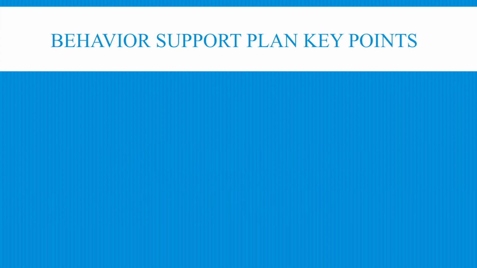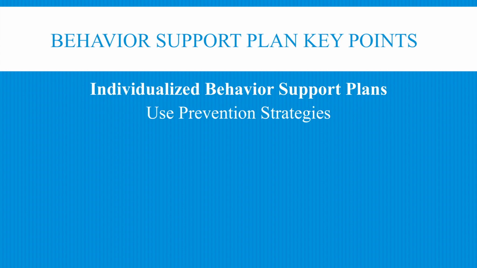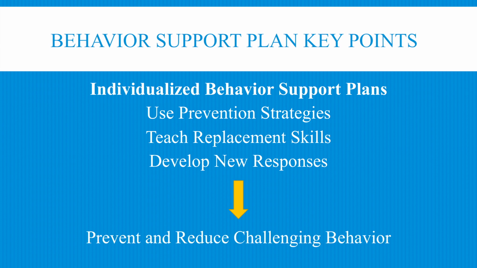In conclusion, behavior support plans are most effective when they are individualized to meet your child's unique needs and when progress is monitored through data collection. All behavior support plans will include strategies to prevent challenging behaviors, teach appropriate replacement skills, and provide family members with new ways to respond to your child's challenging behaviors. When used together, these can successfully prevent and reduce challenging behaviors and improve your quality of life.